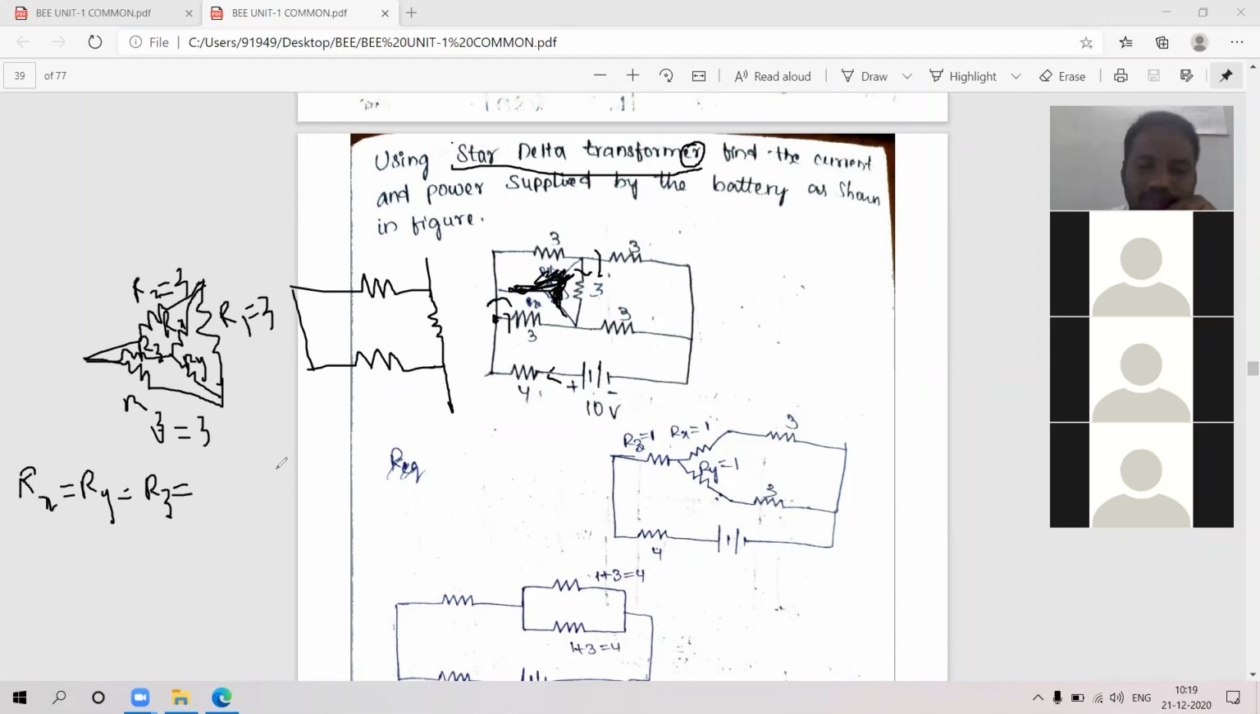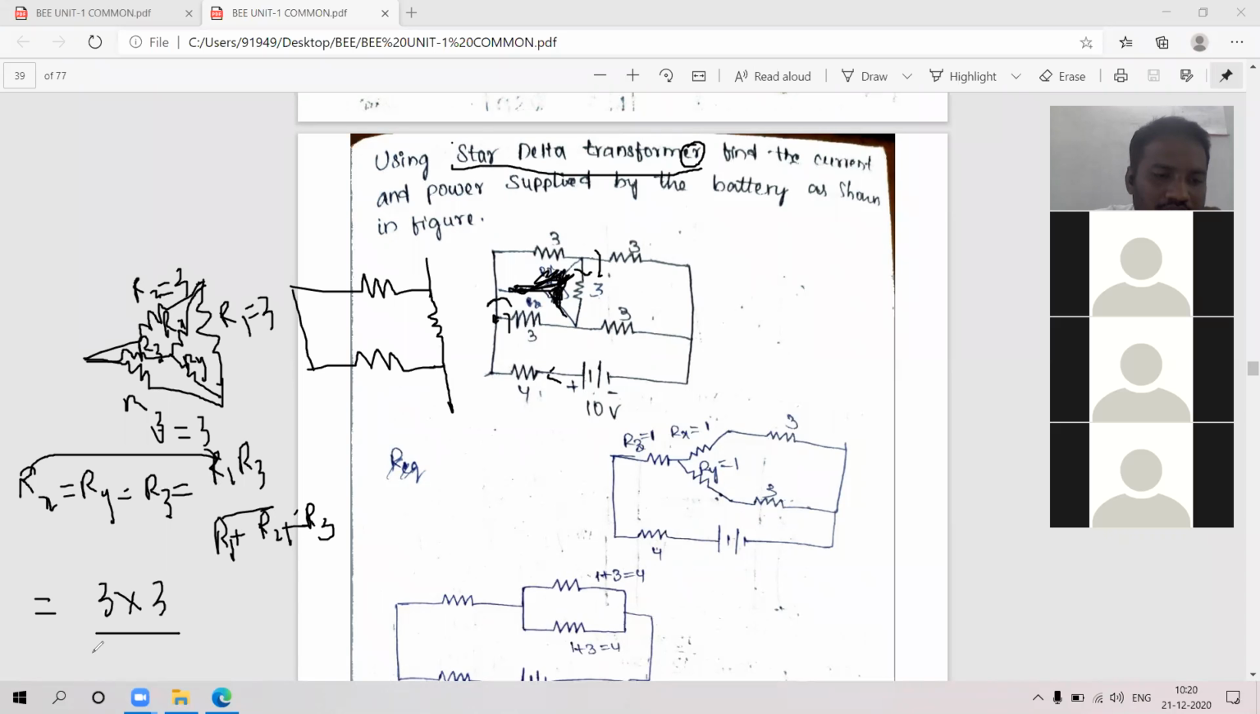What is the formula you have to write? Tell me. For Rx, how are R1 and R2 connected? All of you see, Rx is parallel only, no? Parallel means product by sum. Product by sum. Rx is equal to R1 R3 by R1 plus R2 plus R3. For all the same resistors, the values will be same only. This is for Rx I am taking. For Ry, Rz, it will be some values, but the values of resistance will be same. If all are same, 3 into 3 by 3 plus 3 plus 3, that is 9 by 9. Answer is 1. So 1 is the value.